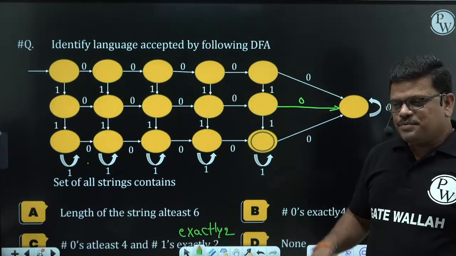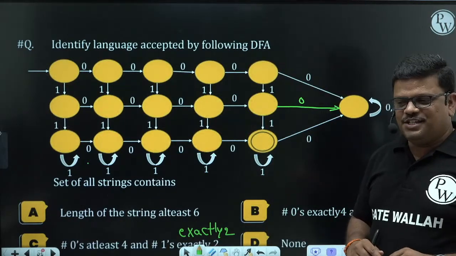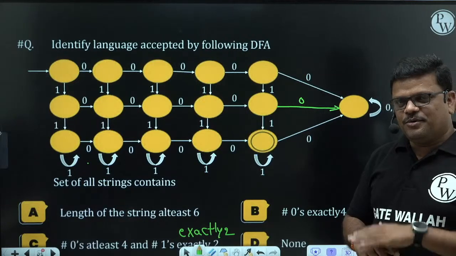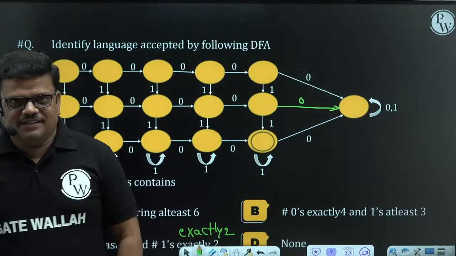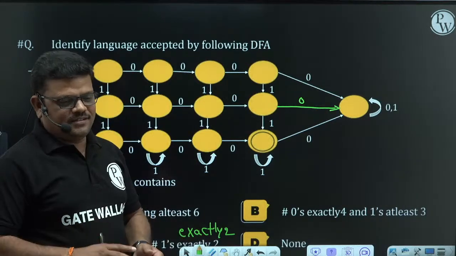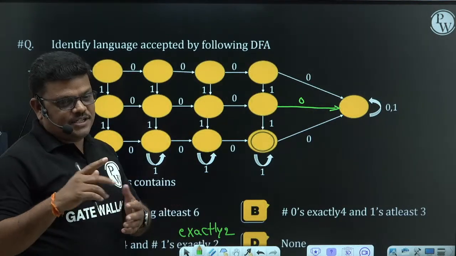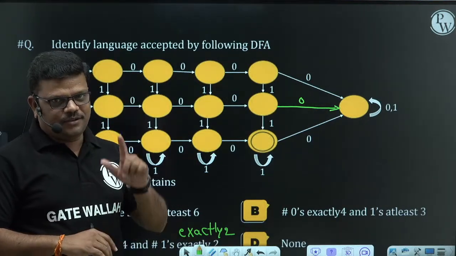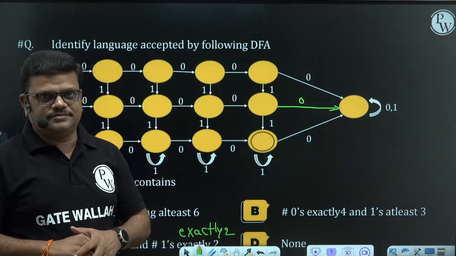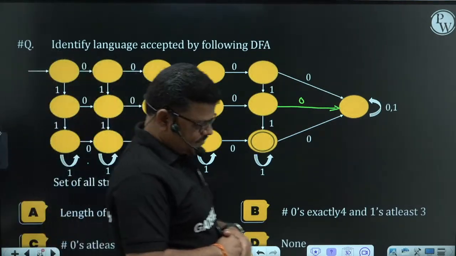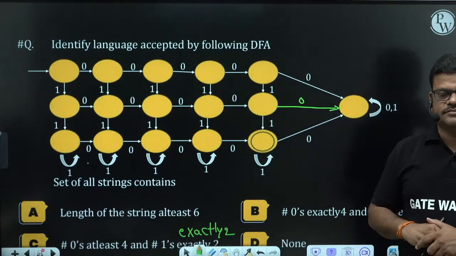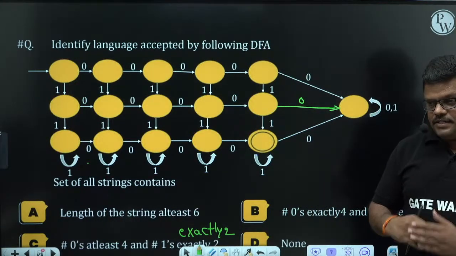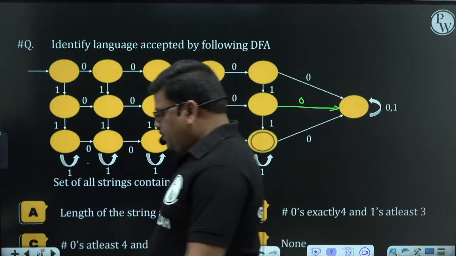Somebody is changing from option A to option C, somebody changing from option B to option D. Okay, you can take your own time. This is the problem of gate questions. All options seem to match your answer, but only one answer is correct. Right. So let me explain.